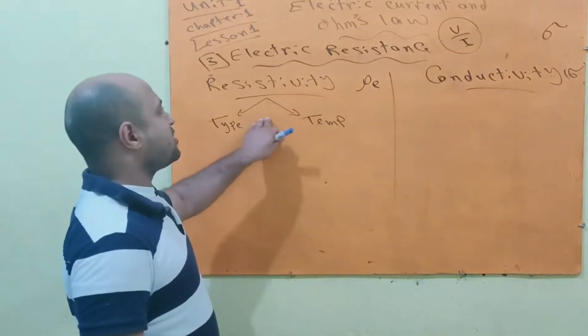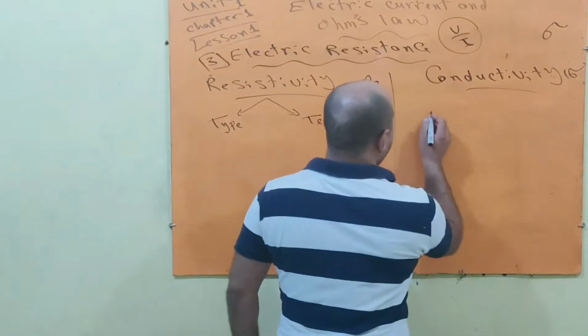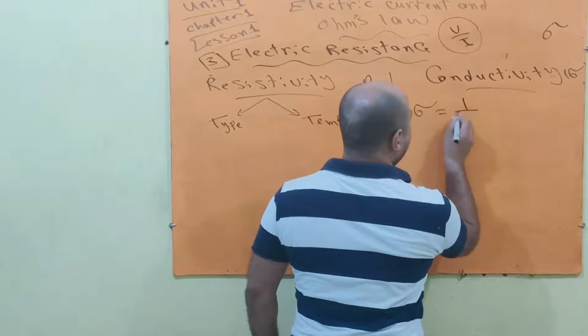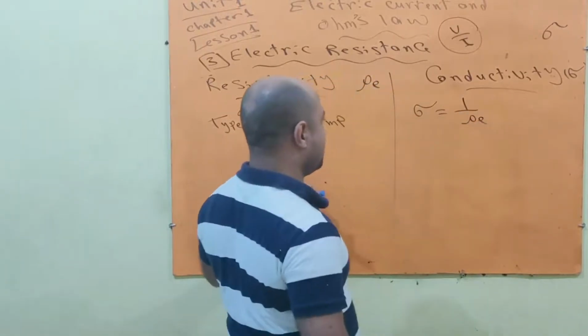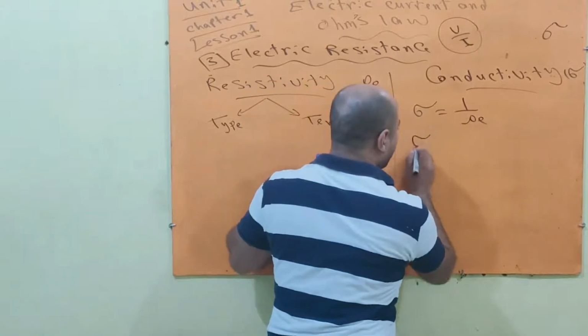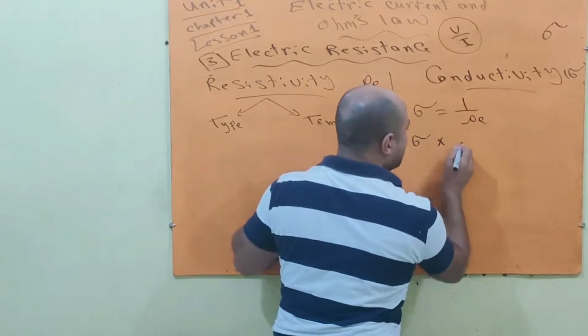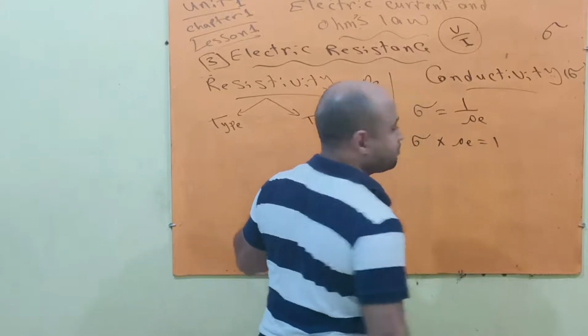The relation between resistivity and conductivity: resistivity equals the reciprocal of conductivity. The multiplication of conductivity times resistivity equals what? Equals 1. Okay?